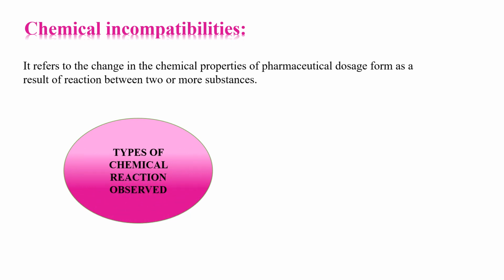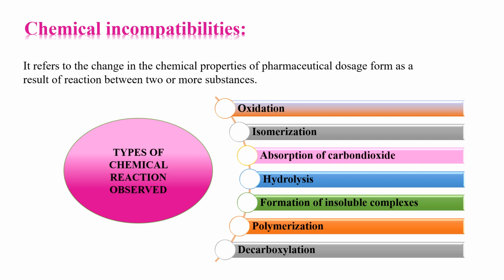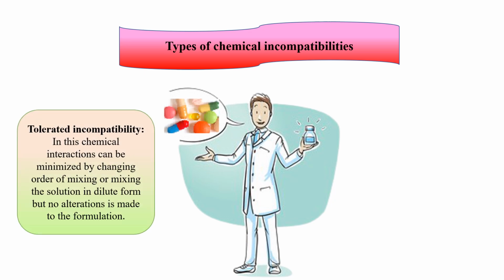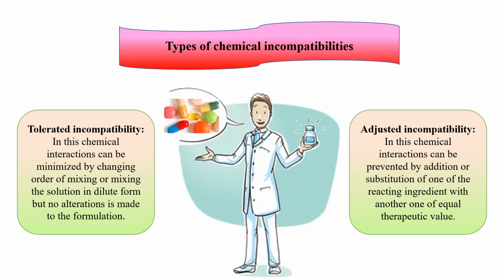Types of chemical reactions generally observed are as follows: oxidation, isomerization, absorption of carbon dioxide, hydrolysis, formation of insoluble complexes, polymerization, and decarboxylation. Now, types of chemical incompatibilities. They are divided into two types based on their chemical interactions. They are: first one is tolerated incompatibility and the second one is adjusted incompatibility. Now let us see what they are.